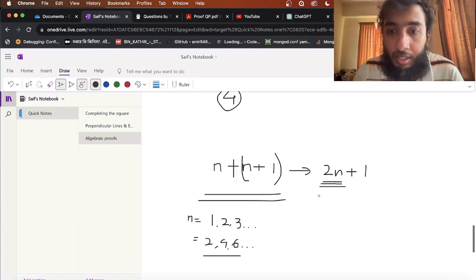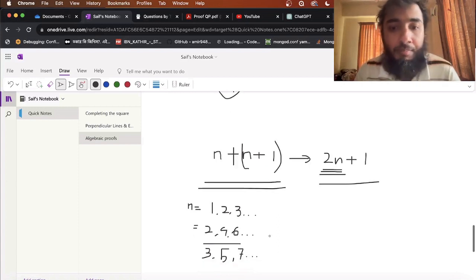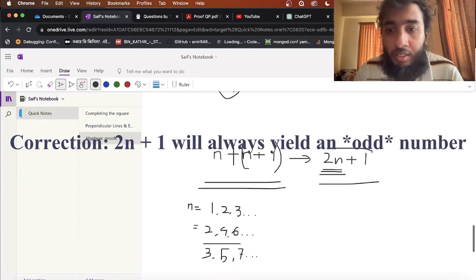So what will the expression twice n plus 1 yield? It will yield what? If I use n as 1, it will be 3. If I use n as 2, it will be 5. If I use n as 3, it will be 7. Right? So this expression will always yield an odd number.